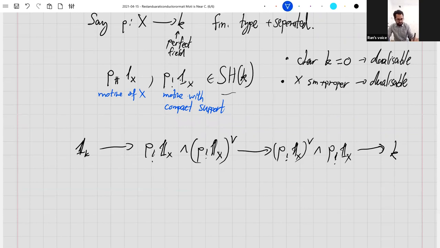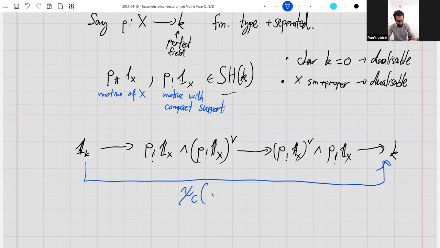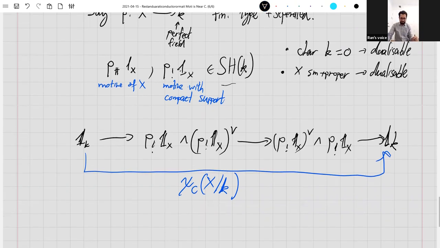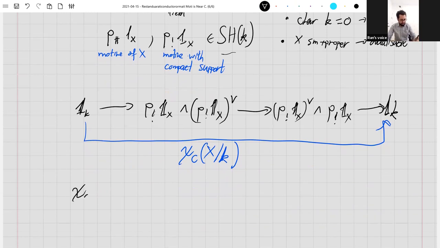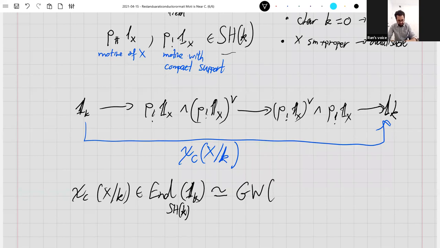What I get here, in this case, when I took P-shriek, I will call the motivic Euler characteristic with compact support of X over K. Okay, so I get this thing, and where do I get it? It's in the endomorphism ring of the unit 1_K in the category SH(K). And when K is a perfect field, then you know that this is the Grothendieck-Witt ring of K.